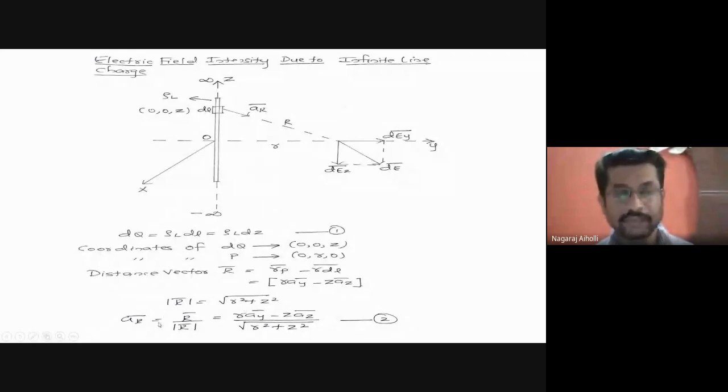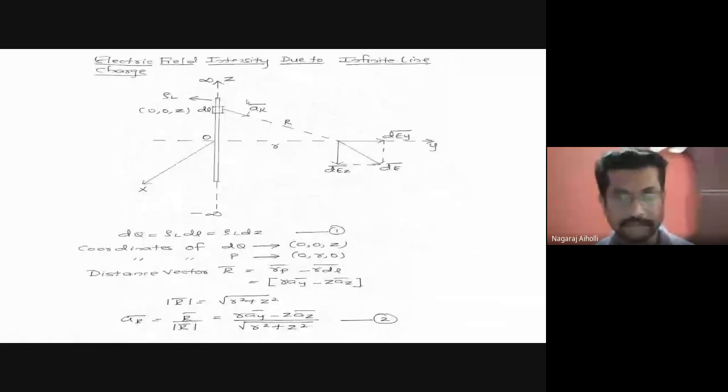Now find the unit vector a R bar, the direction from this point to this point. That is, a R bar is the distance vector divided by its magnitude. That is r a y bar minus z a z bar, divided by the magnitude, the square root of r square plus z square, which we found in the previous step. Correct? Take it as equation number 2.